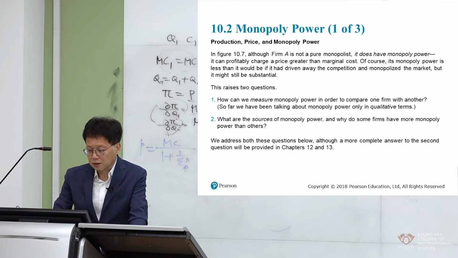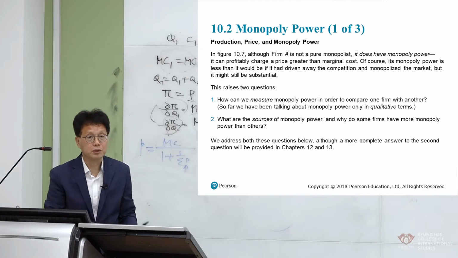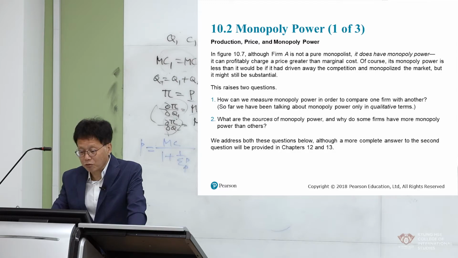And next section, monopoly power. Production price and monopoly power. In figure 10.7, although firm A is not a pure monopolist, it does have monopoly power. It can profitably charge a price greater than marginal cost. Of course, its monopoly power is less than it would be if it had driven away the competition and monopolized the market, but it might still be substantial.